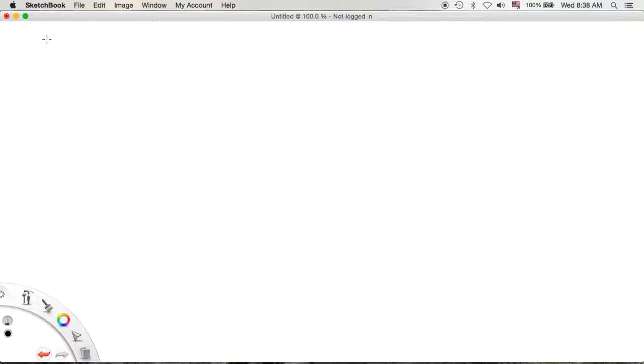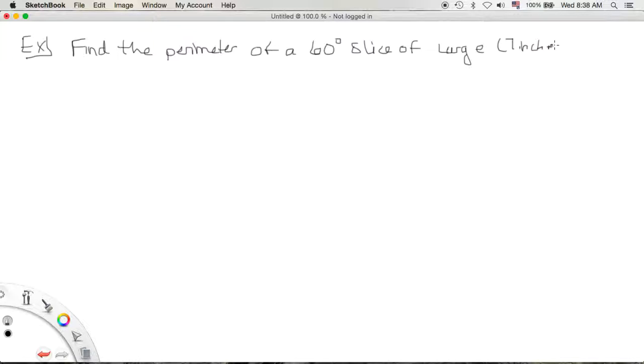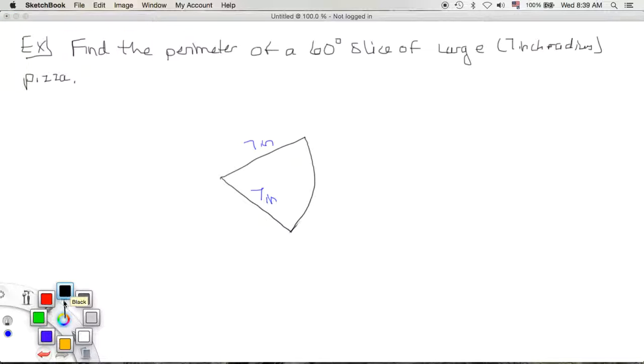Let's do one last example problem, and hopefully this will show us what we need to do. Find the perimeter of a 60-degree slice of a large, 7-inch radius pizza. So you've got a slice of pizza, whatever your favorite happens to be, pepperoni or sausage or veggies, and you want to know what the perimeter is. Remember, perimeter is the length around. We already know the sides are 7 inches because it's a radius, and we know this angle is 60 degrees. We need to know this arc length so that we can figure out the whole perimeter.